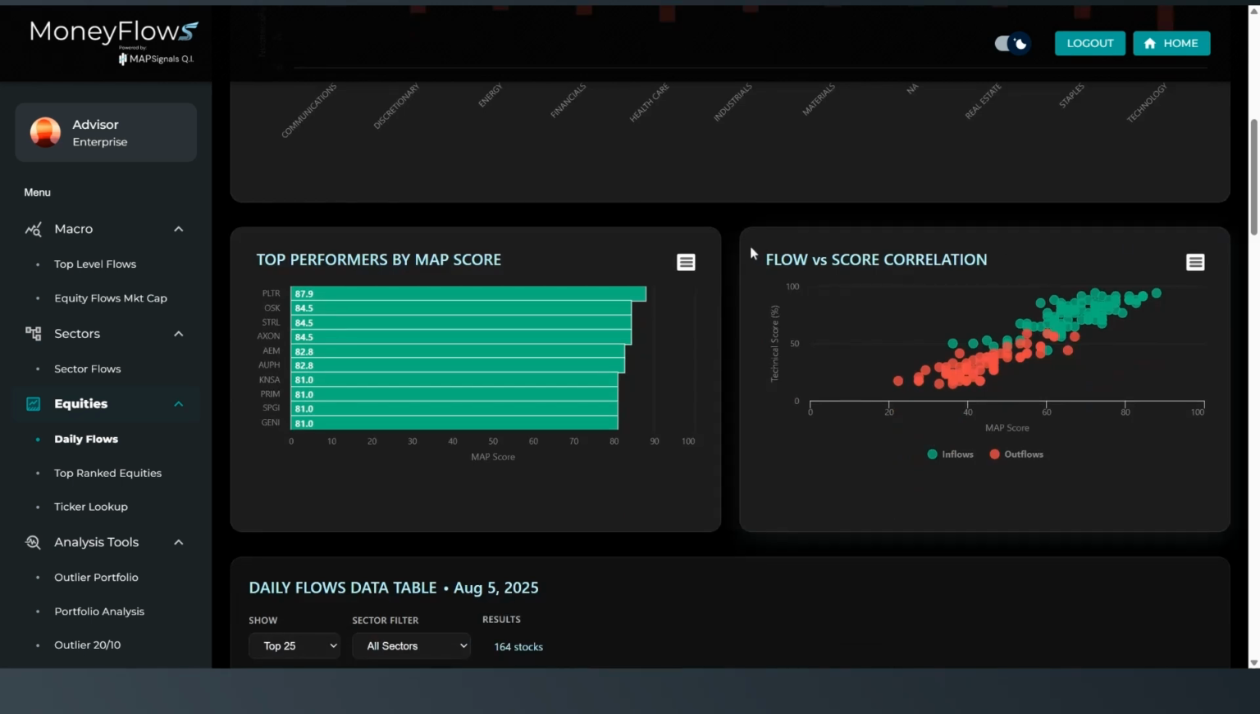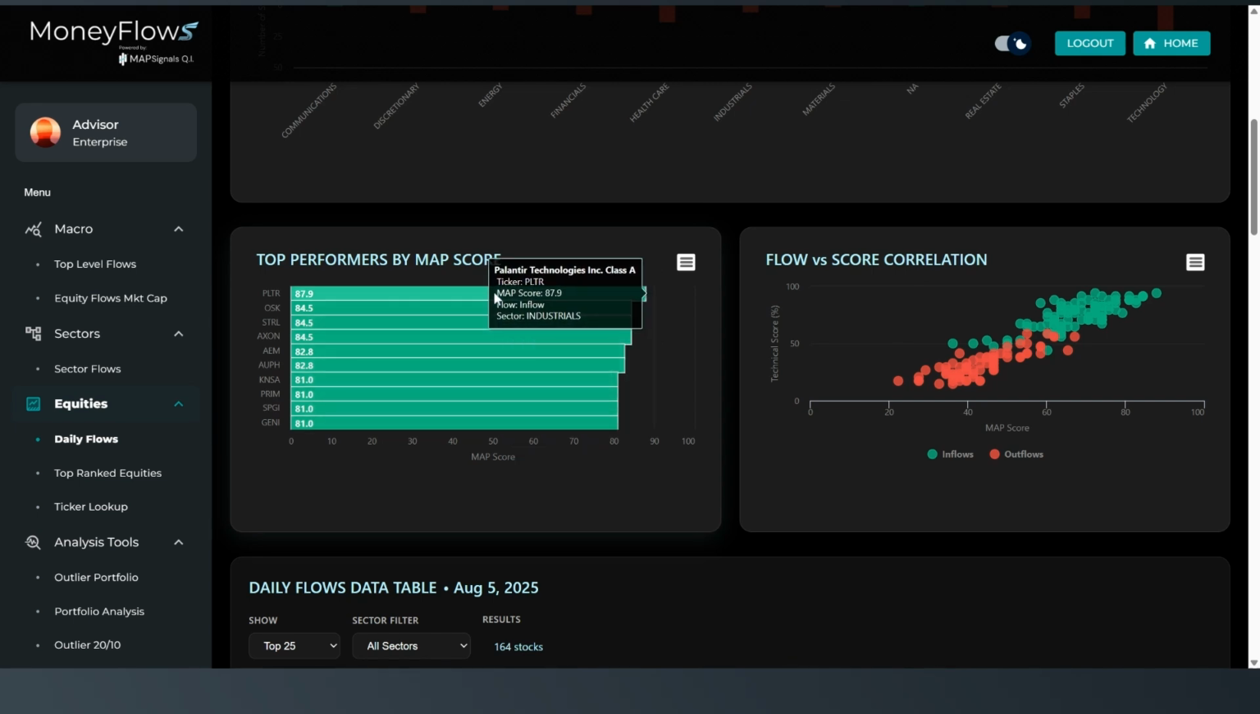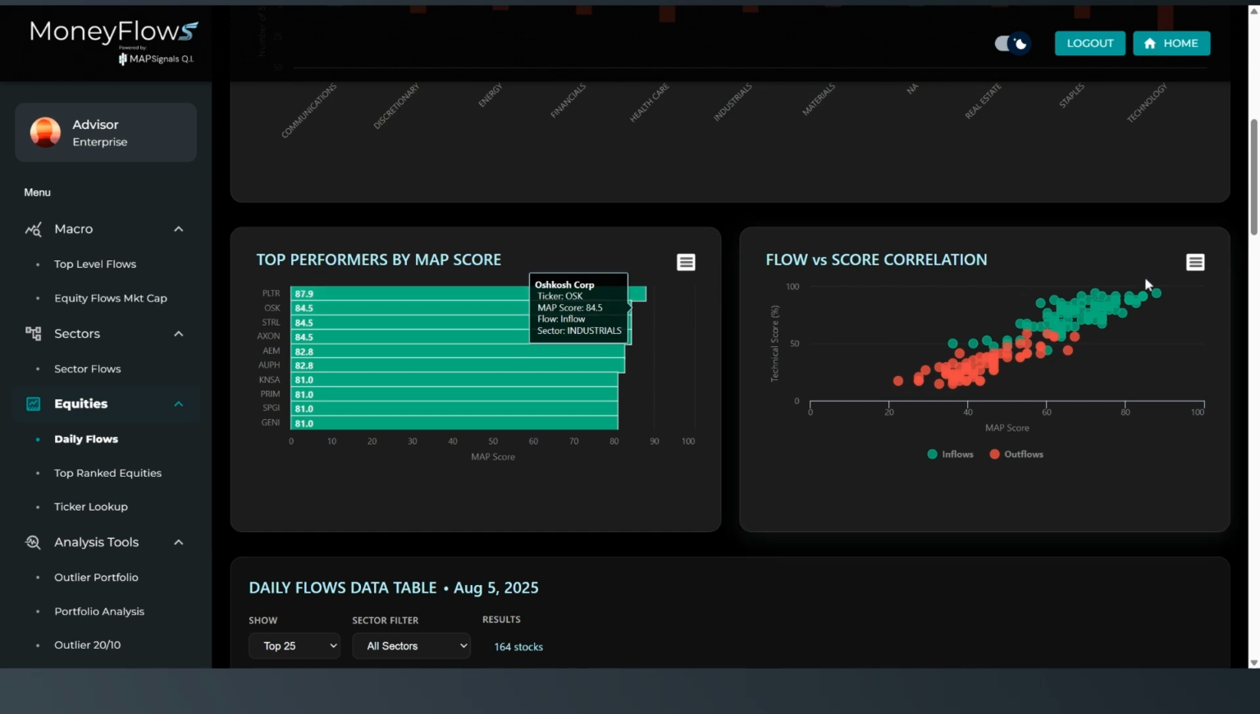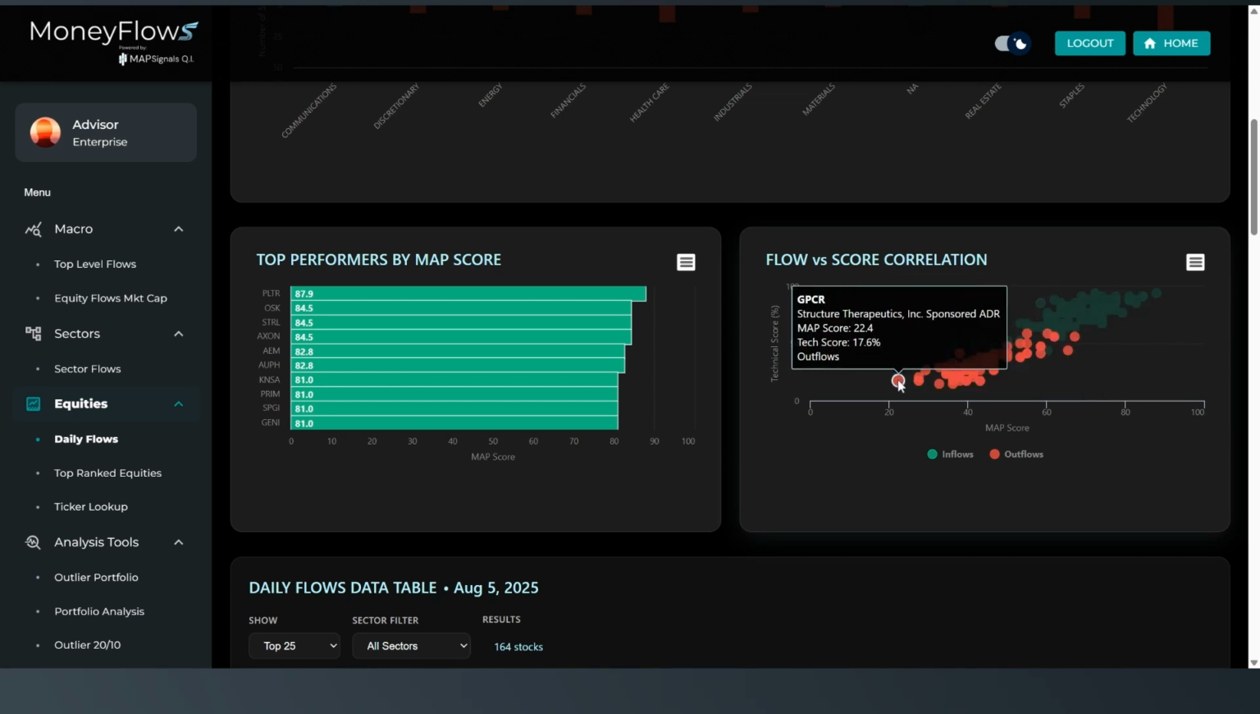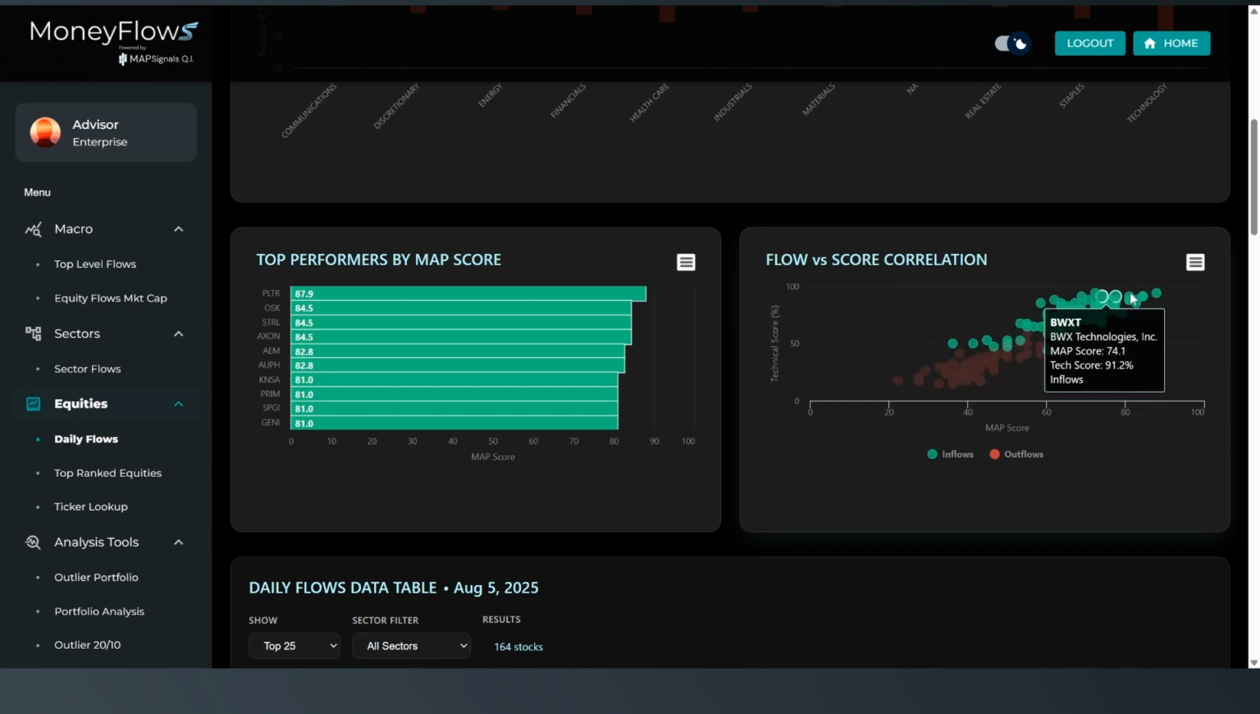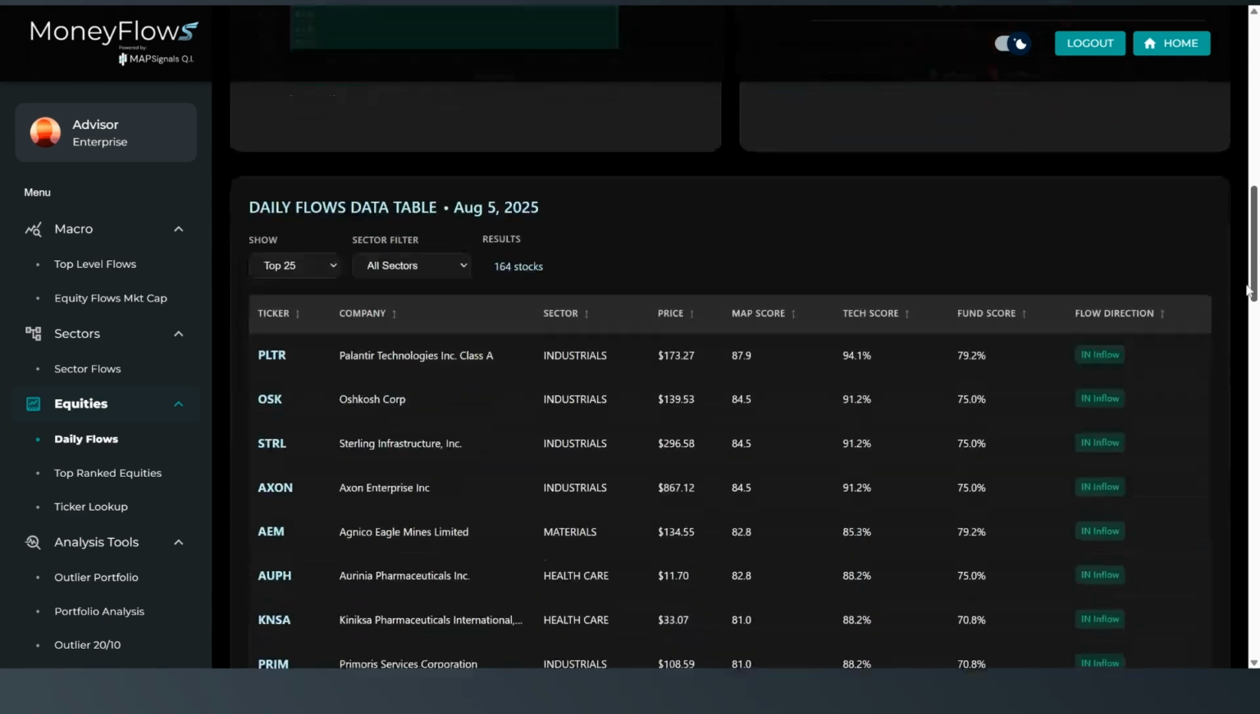And here we can see the top performers by MAP score. So this is telling you what are the top ranked stocks that saw inflows. If it's green, it's inflows. If it's red, it's outflows. But here we've got Palantir is 87.9. We can see that right over here in this hover graph. This is showing you all of the flows, every single stock and its score. So here we can hover over, we can see a bunch of names here. What was getting sold? Procept, Fiserv, Bruker. Really, really cool information here.